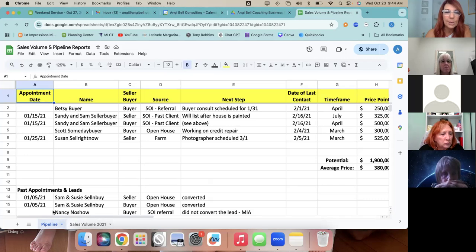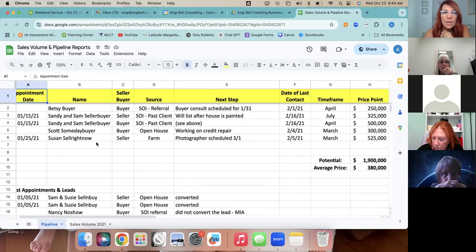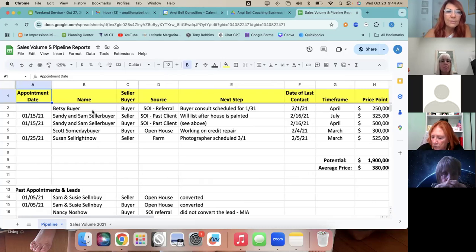There are 2 tabs here at the bottom. In the pipeline, we're going to track a number of things. The minute you get a lead, you want to add them to your pipeline report. So you can see my little examples here. We've got Betsy buyer, Sandy and Sam seller buyer, Scott someday buyer, and Susan sell right now, okay?